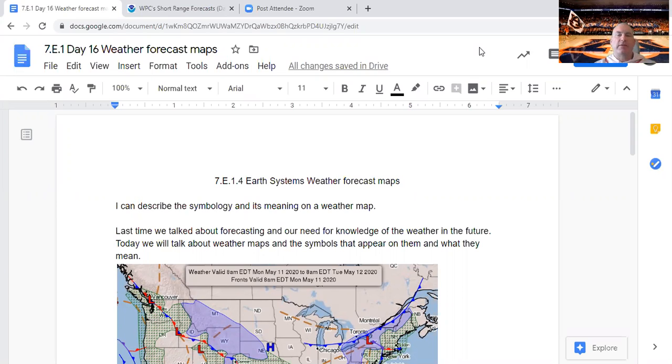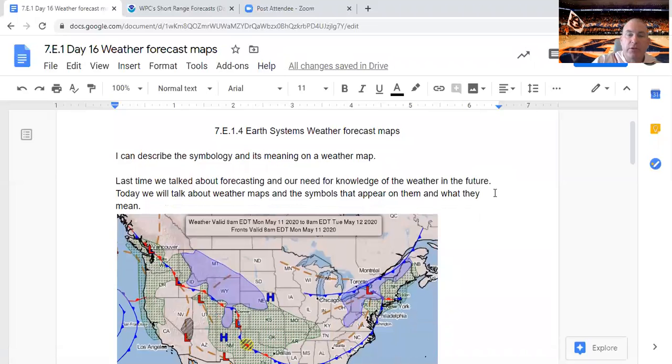But as I said, today we're going to talk about Earth system. Last time we talked about forecasting and our need for knowledge of the weather in the future, because frankly, we all know what it is right now. We just go open a window and look at it, but we always want to know what's going to happen to us in the future. Then we're going to talk about what this all looks like on a map. So we're going to give you a bunch of different examples of current weather maps. And actually, the maps we're going to use today are the current weather maps for today.